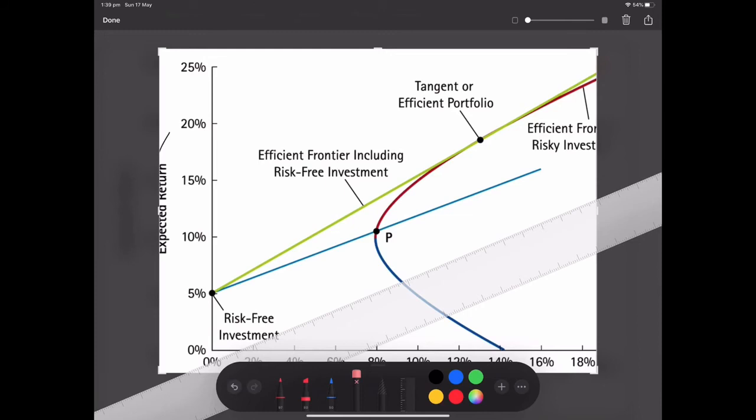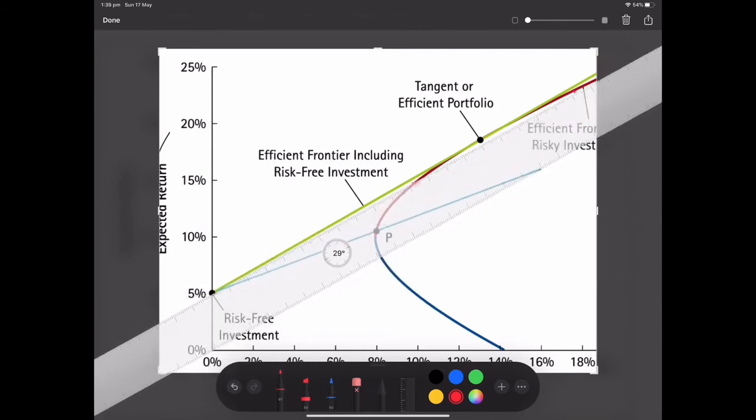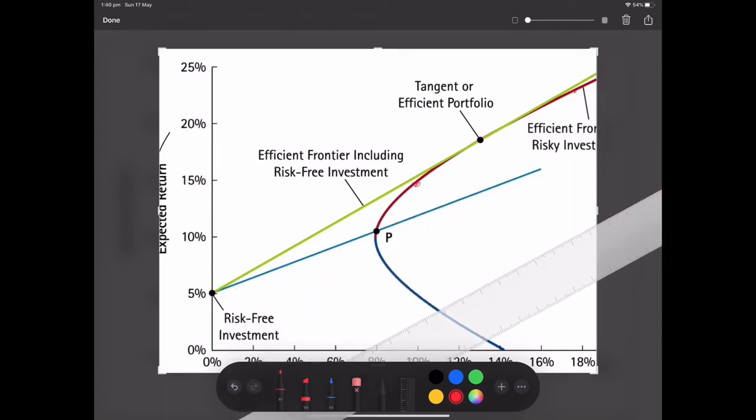So let's just say if I pick a P over here, I can draw another line across it. If I pick a P over here, I can draw another line as well. And draw another line as well. Right, I'm not gonna draw it, but you can imagine there's a line there. But in which point would that give me the best outcome? So in this case, the green line here is introduced. The green line here is called a tangent portfolio.